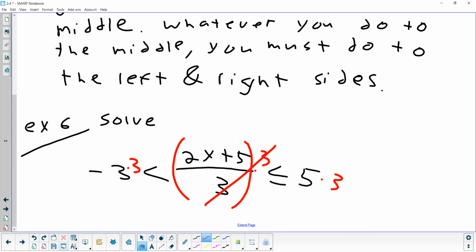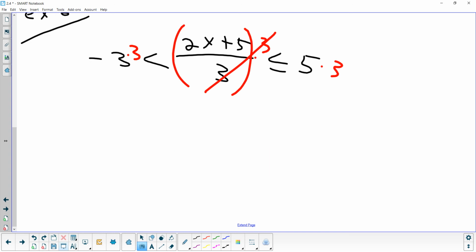Annalise, do I need to flip any of my signs? No. How come? Because it's not a negative. What's not a negative? The 3. The 3, multiplied by +3. So there's no reason to flip anything. So -9 is less than 2x plus 5, which is less than or equal to 15.